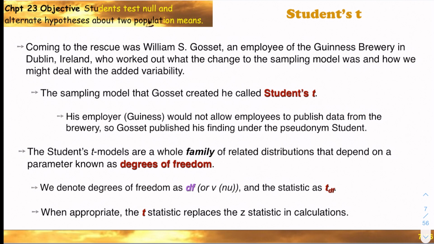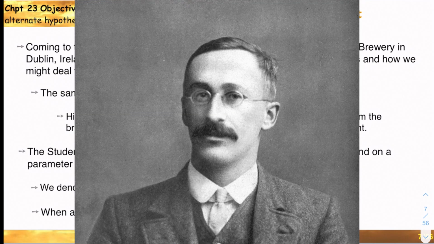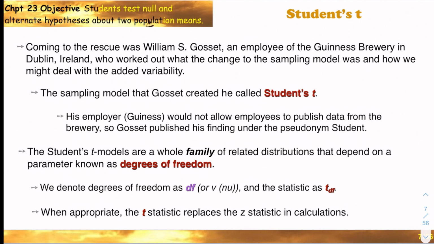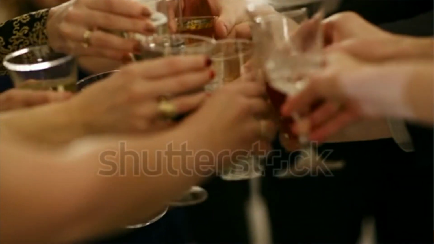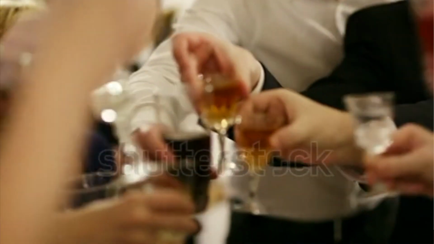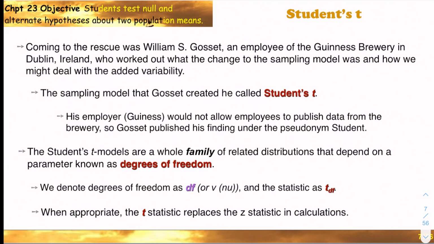So this is where Student's t distribution comes into play. So this guy, William S. Gosset, he comes to our rescue. Now, fun fact, Mr. Gosset was an employee of the Guinness Brewery in Dublin, Ireland, who worked out what the change to the sampling model was and how we might deal with the added variability. So the sampling model that Gosset created, he called Student's t. Now, if you're wondering why it's called t and not G or Gosset, well, Guinness would not allow employees to publish data from the brewery. So Gosset published his findings under the pseudonym Student, hence Student's t.